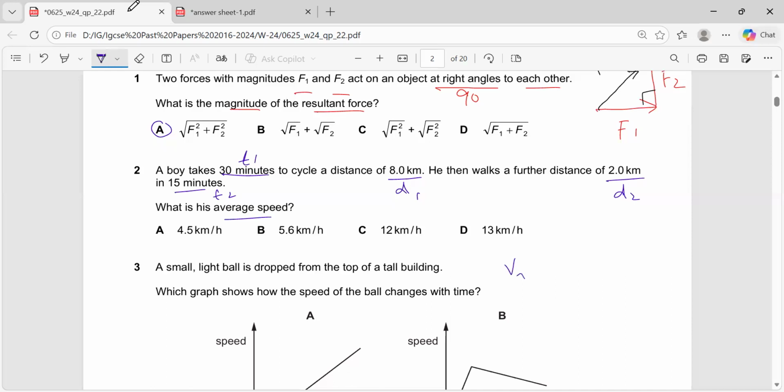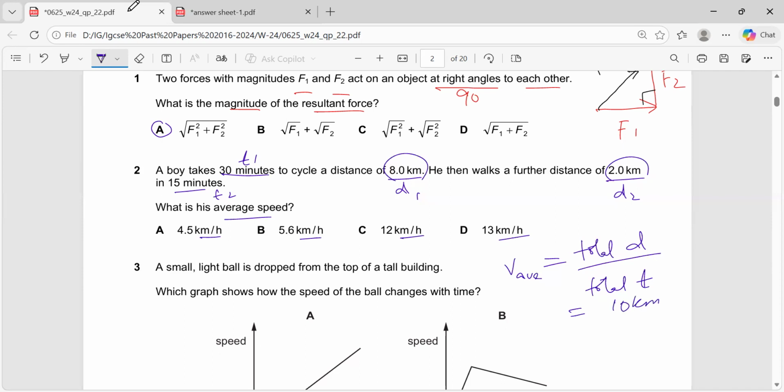Dear friends, we know average speed is equal to total distance over total time taken. Now total distance is quite clear: 8 kilometers plus 2 kilometers is 10 kilometers. I'm not going to convert it into meters, because all the answers are in kilometers per hour. So total distance is simply 8 plus 2, 10 kilometers.